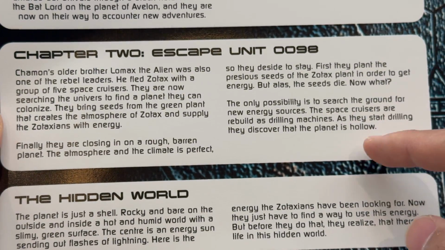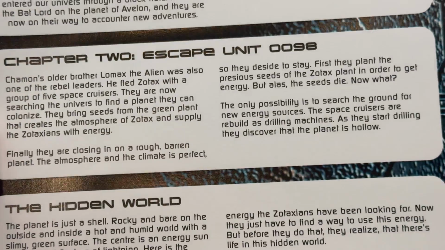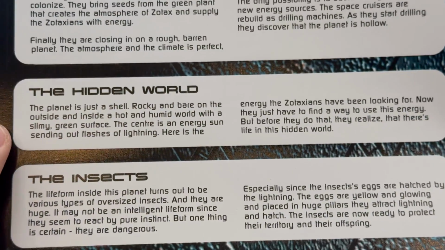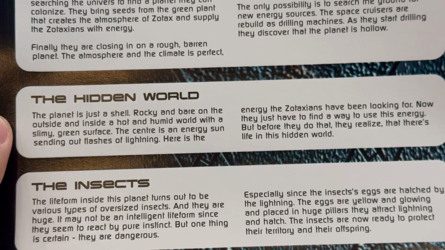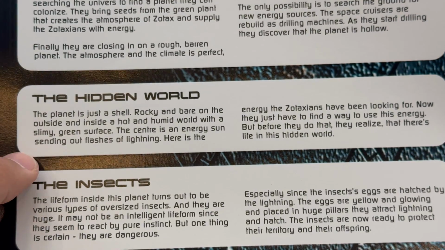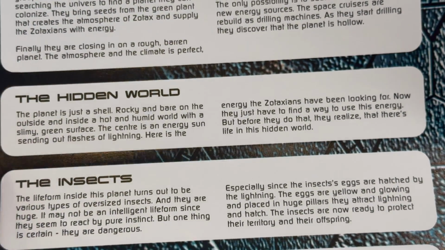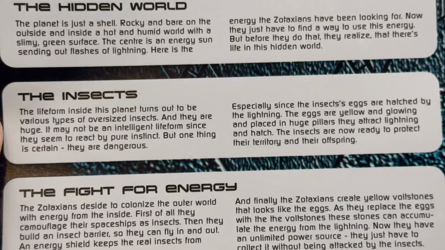So they find this planet, they try to plant them, but they die, so they're trying to search the ground for new energy sources, and they rebuild their cruisers as drilling machines. Then they discover the planet is hollow, but in fact it is just a shell. So it's bare on the outside, but there is a hot and humid world on the inside. So the center of the planet itself is an energy sun with lightning, and that is the energy they've been looking for, but they realize there is life in the hidden world.